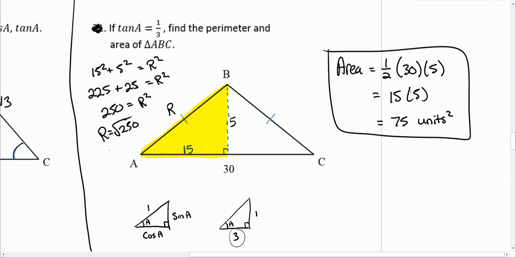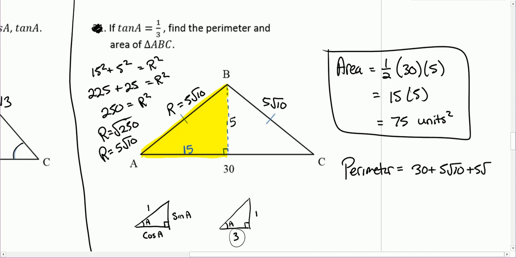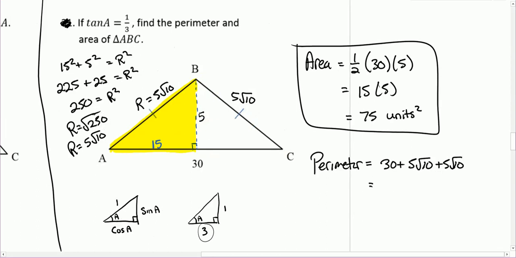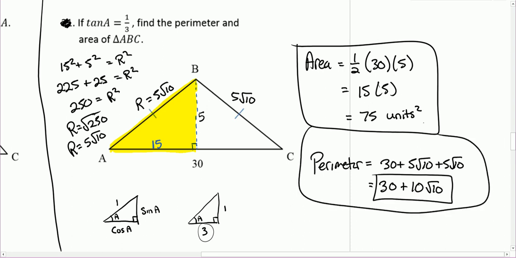We can simplify that a little bit. 250 is 25 times 10. And we can take the square root of 25, so we get 5 root 10. So we got 5 root 10. It's isosceles, so this is 5 root 10 and 30. So the perimeter, you add all three lengths, 30 plus 5 root 10 plus another 5 root 10, and you end up with 30 plus 10 root 10. And we found our area and our perimeter.